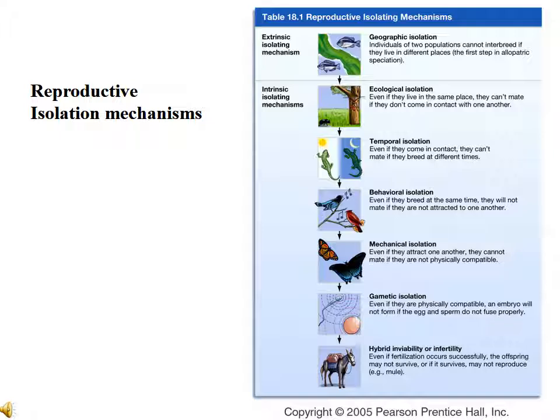So to summarize, we can see that a number of mechanisms exist that prevent mating, from ecological isolation, temporal isolation, behavioral isolation, mechanical, gamete isolation, and finally, even the hybrid results that do not allow future organisms to evolve.